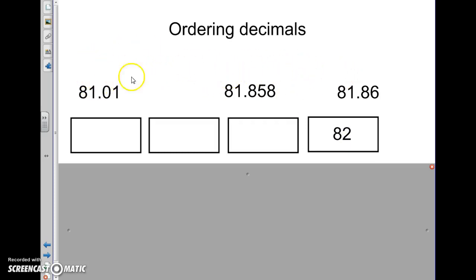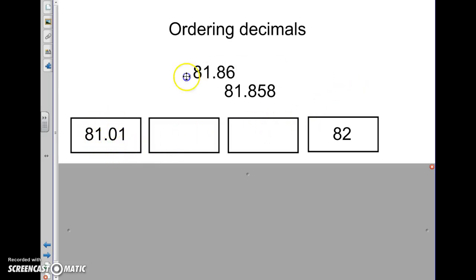Okay, so now it's down to these three. I'm going to look at these and say, okay, I've got 81, all of them are 81 actually, and then I look at the tenths place, and I can see that this is 0 tenths. I have no tenths here. Here I have 8 tenths, so that means that's larger, right? From comparing decimals. And here's another 8 tenths. So since this has 0 tenths, that means this is the smallest. So I'm going to put this in this first box, which tells us that's the smallest decimal of those.